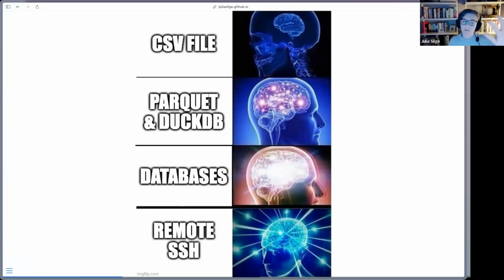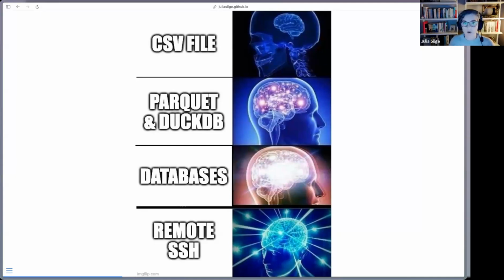So I did put these in an order, but they don't all solve the problem in the same way. So you wouldn't necessarily go from 1 to 2 to 3 to 4. They're different ways of solving this kind of problem of, oh, I can't work on my laptop anymore. It's not fulfilling my needs.